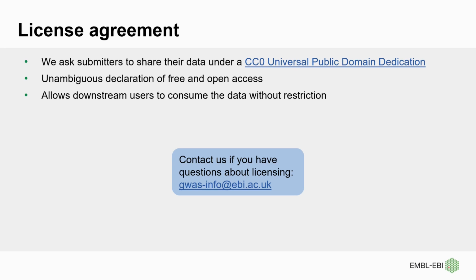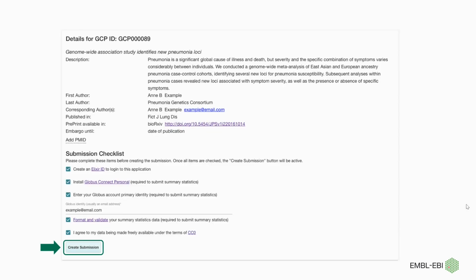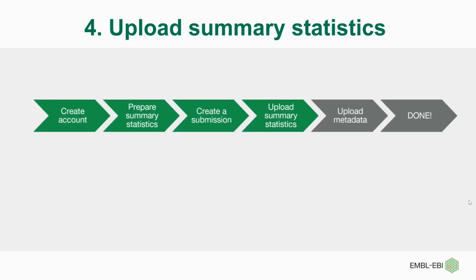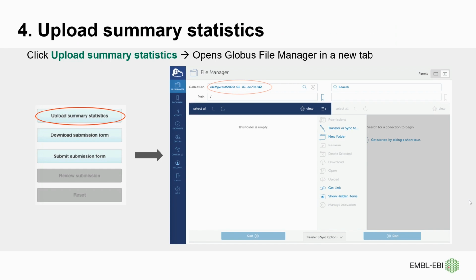And we also ask submitters to agree to share their data under a CC0 Universal Public Domain Declaration. This is an unambiguous declaration of free and open access and allows downstream users to consume the data without restriction. Once you've agreed to all the items in the checklist, you can click Create Submission. You'll then see a page where you can start uploading files. And it's next time to upload your summary statistics.